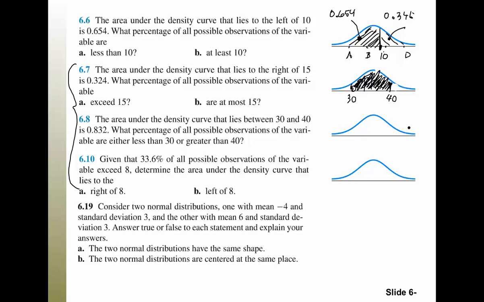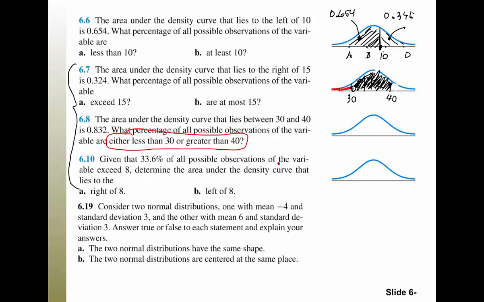So what number did you get for less than 30 or greater than 40? It's 0.168, but you need to divide it by 2 because you have two sides. No. What percentage of all possible observations are either less than 30 or greater than 40? 8.4%. No. What does this set mean? Remember we talked about sets and events. This is the event that you're either less than 30 or greater than 40.